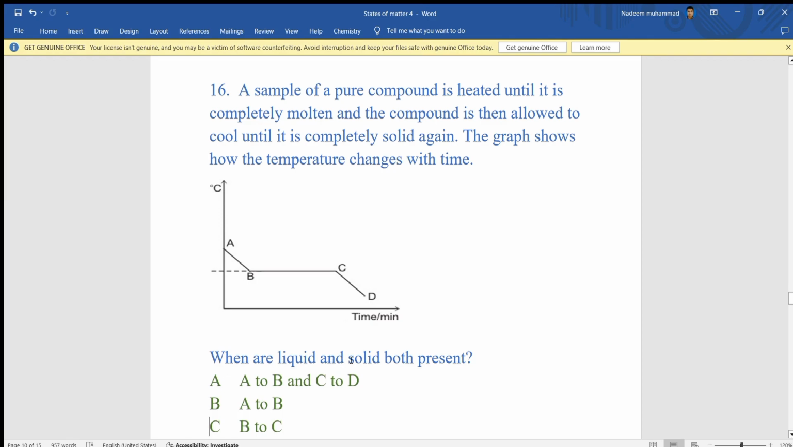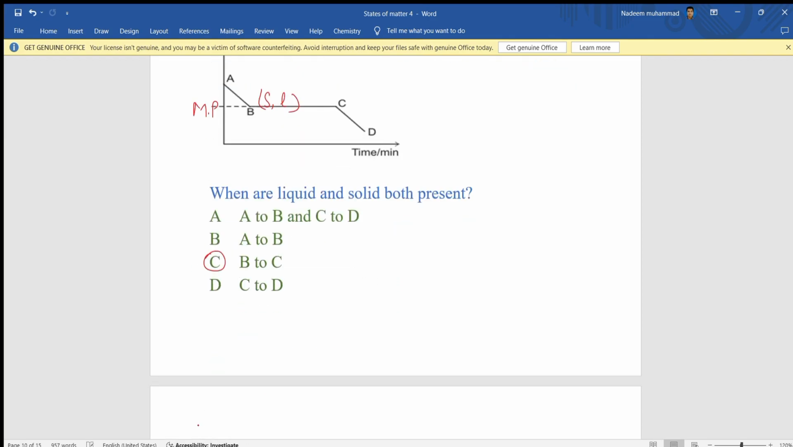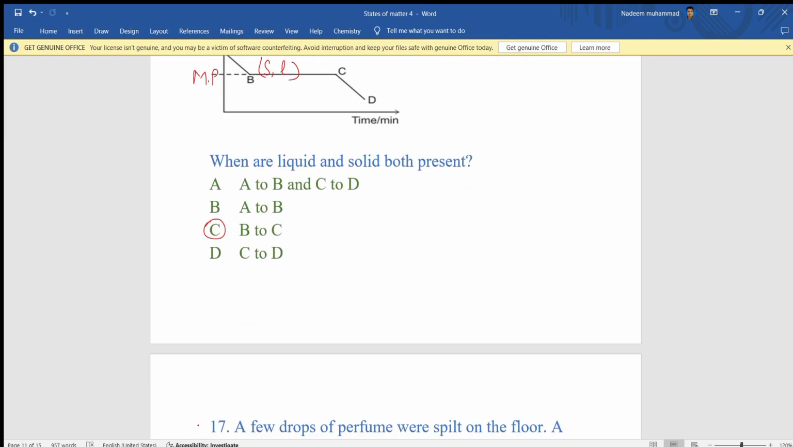Liquid state and solid state both are present at the melting point. So melting point for this solid is over here, and over here we can find at melting point both solid and liquid states. So option C is the correct one, that we will find both solid and liquid states from B to C.